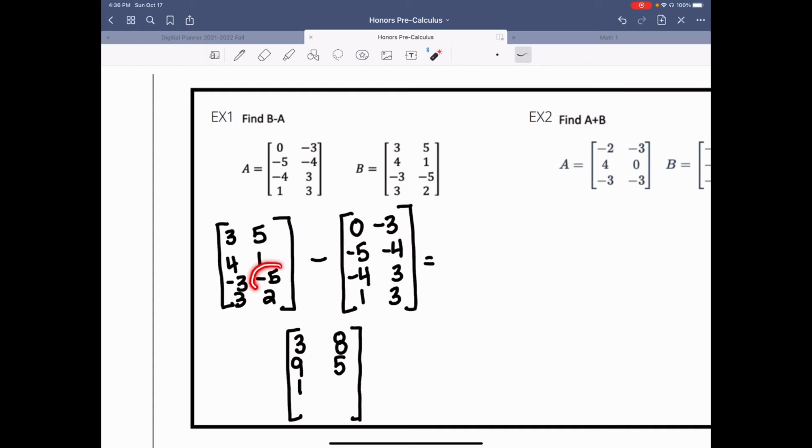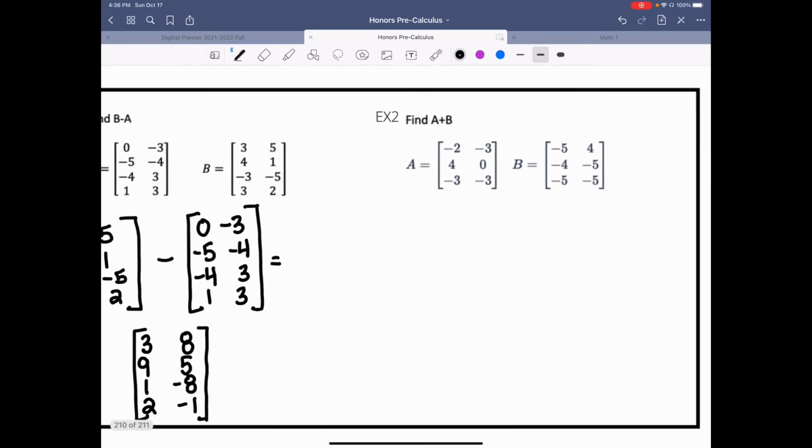Then I have negative 5 minus 3. So negative 5 minus 3 is going to give me negative 8. And then 3 minus 1 is 2. And 2 minus 3 is negative 1. And there is my subtraction for that matrices.